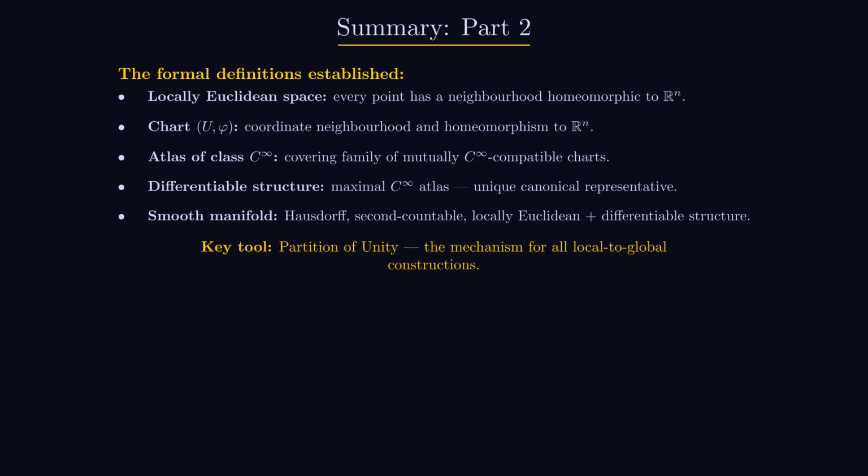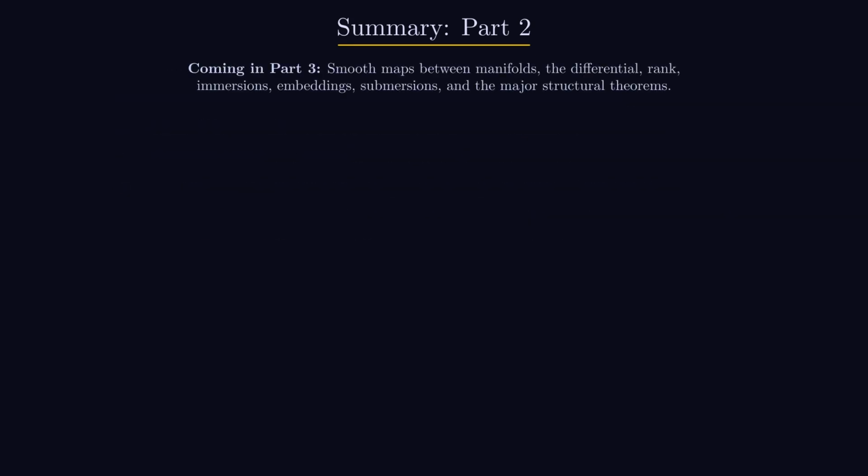The key tool introduced was the partition of unity, the fundamental mechanism for all local to global constructions in differential geometry. Coming in Part 3, smooth maps between manifolds, the differential, the notion of rank, immersions, embeddings, submersions, and the major structural theorems.